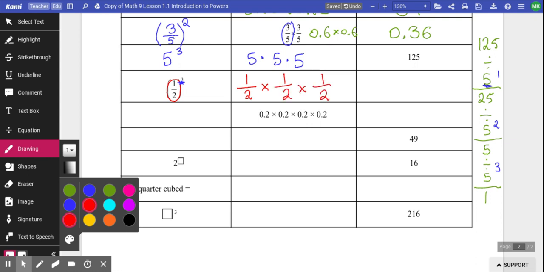Now I saw some people change it to decimals. So they changed 1 over 2 to be 0.5, and you went 0.5 times 0.5 times 0.5. You're right, that works too. The fractions is probably how you'll see it on a test, right? They like to leave it as fractions. So it might be wise to leave it as a fraction. However, if it helps you to change to a decimal to calculate it, that's okay.